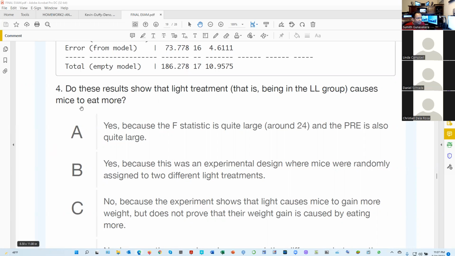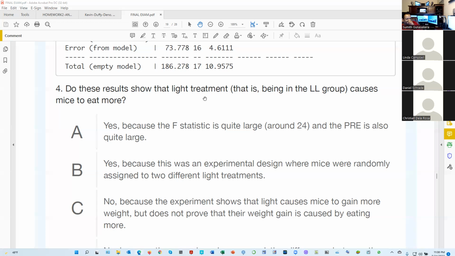What do you think? Part number 4. Does this result show the light treatment? Part 4C, yeah, no, we cannot say those are correlation. This study is a correlation, not causation, because the experiment showed that the light causes mice to gain more weight, but does not prove that their weight gain is caused by eating more.